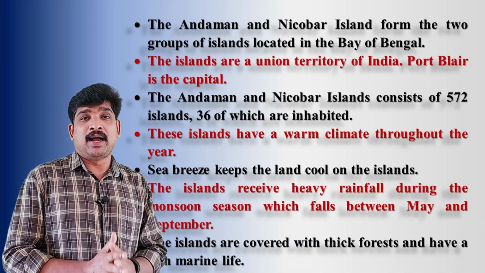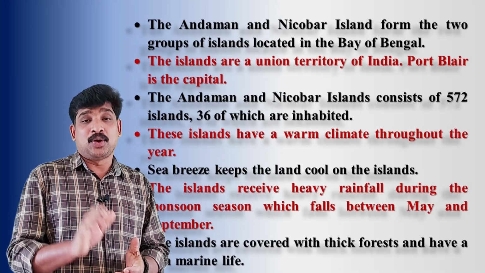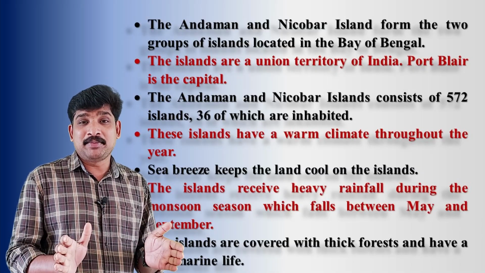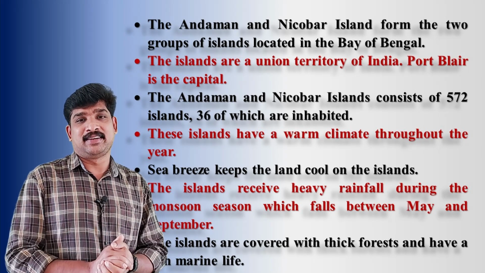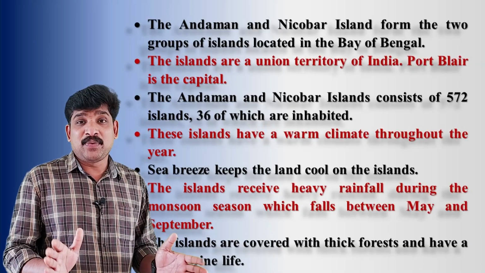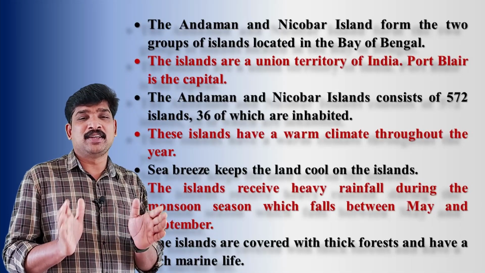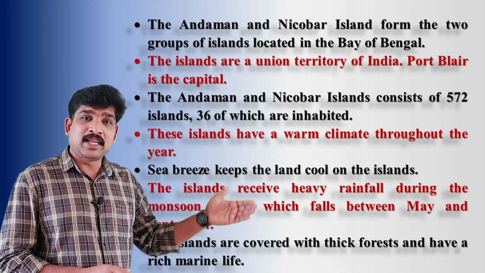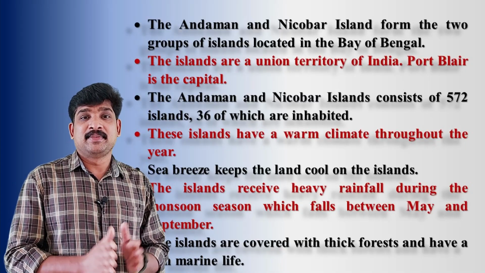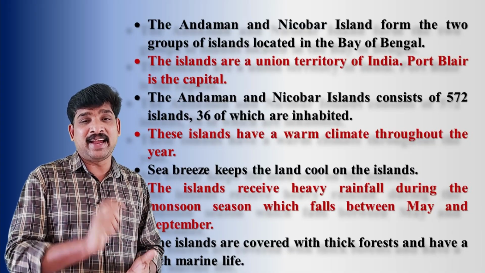The Andaman and Nicobar Islands consist of 572 islands. Out of these, only 36 are inhabited. Inhabited means people live there. In other islands, there is no one living. These islands have a warm climate throughout the year. Sea breeze keeps the land cool on the island. The wind that blows from the sea keeps the island always cool. The islands receive heavy rainfall during the monsoon season, which falls between May and September.